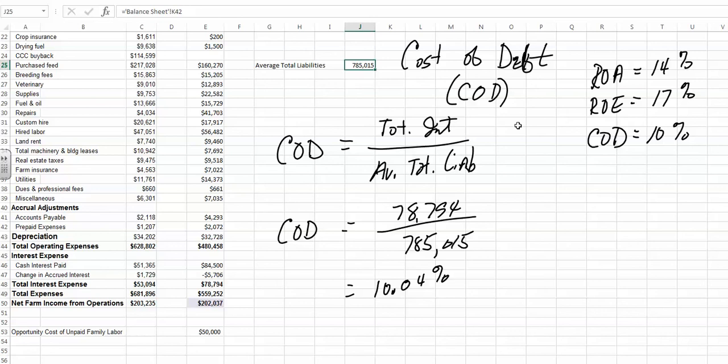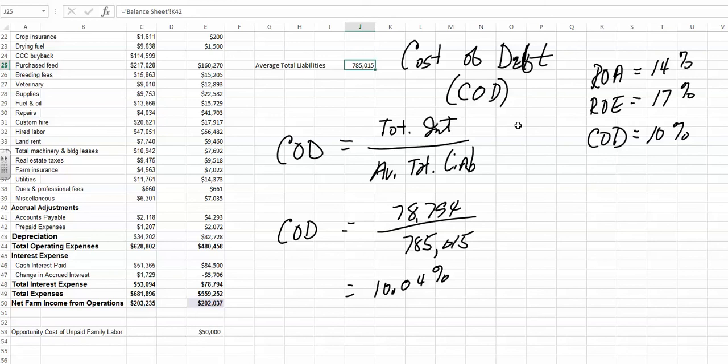Okay, now, so how does that relate? If you'll just use your logic. When we calculate ROA, we were dealing with the farm as if it had no debt, so all of the assets were equity. When we calculate ROE, we assume the business had some debt, so we were calculating rate of return just on the owner's investment, but the owner's investment wasn't the total assets.